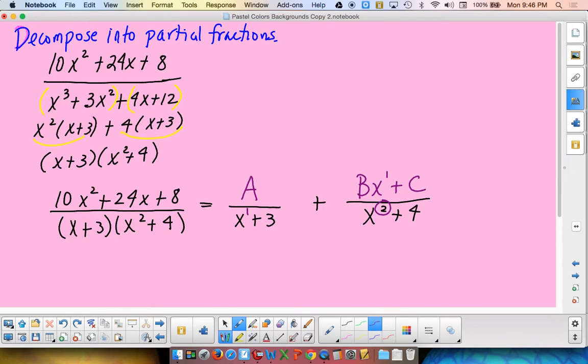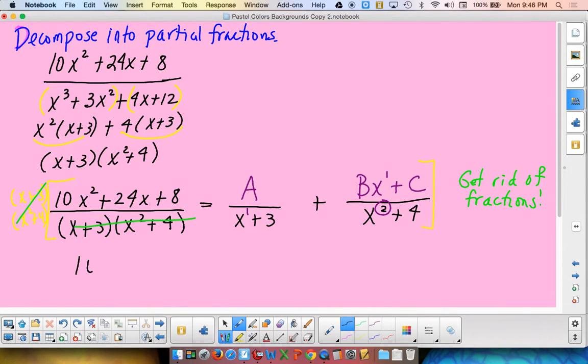Now, what's my next step? Get rid of the fractions. So, how do I get rid of the fractions? Well, by doing what all good mathematicians do, they multiply by the common denominator and ditch the fractions. What is the common denominator you always use without fail, without even thinking about it? It's the original factors you started the problem with. We started this problem with x plus 3 and x squared plus 4, and so that's what you're going to multiply by, nothing else.